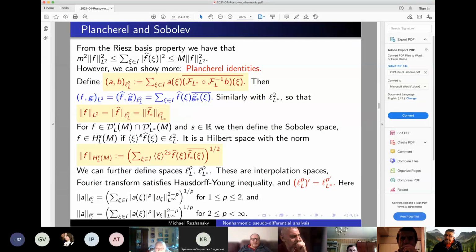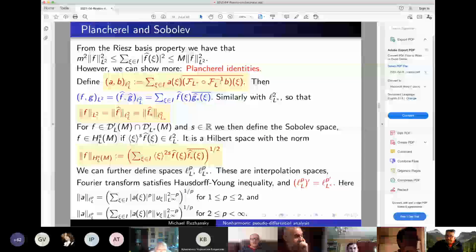So let's define, A and B are coefficient functions of Xi, and we can define the L2 product by this formula. A priori, it's not clear that it's an inner product, but one can show that it is an inner product, because we take the inverse Fourier transform with respect to L of B, and then we compose with the Fourier transform with respect to L star. If we define the norm L2 of L in this way, then we have the Plancherel formula. Surprisingly, we have the Plancherel formula with equalities.